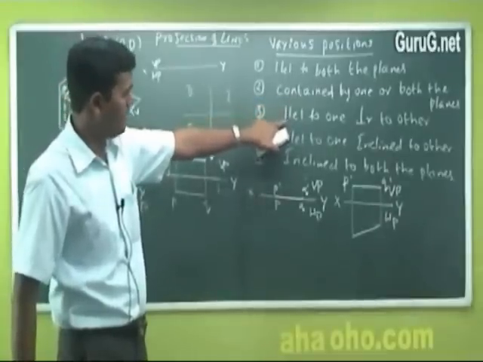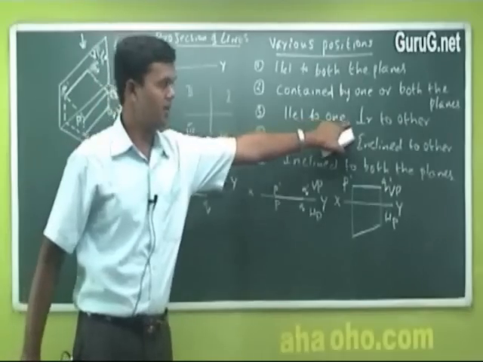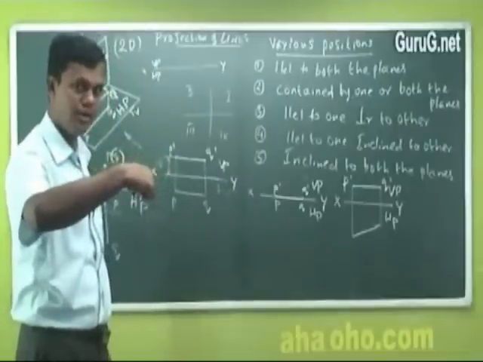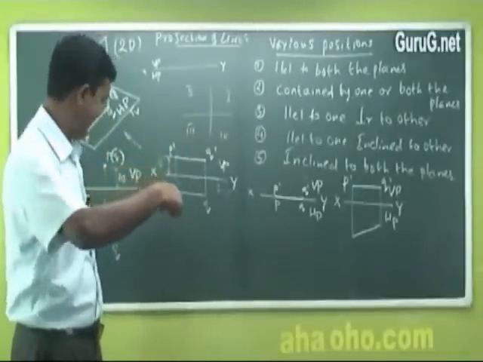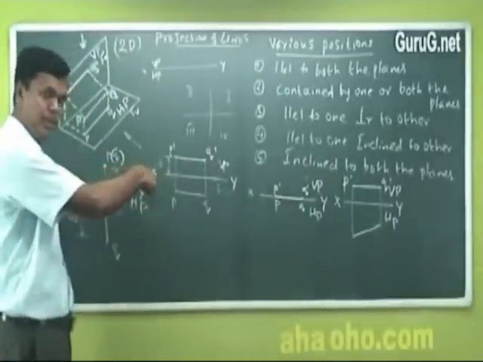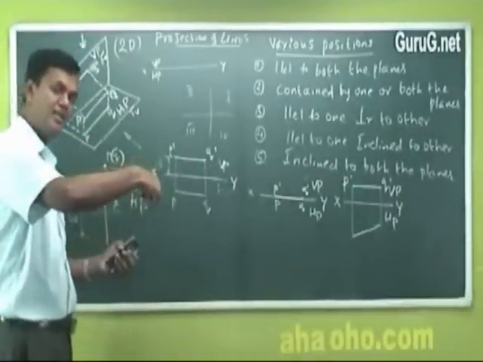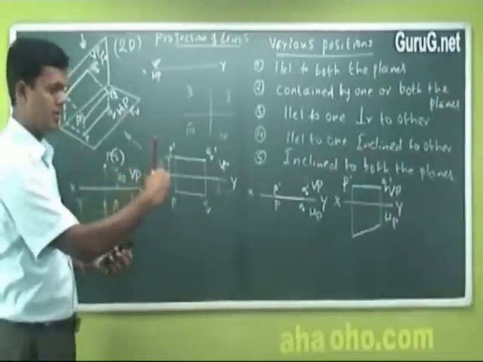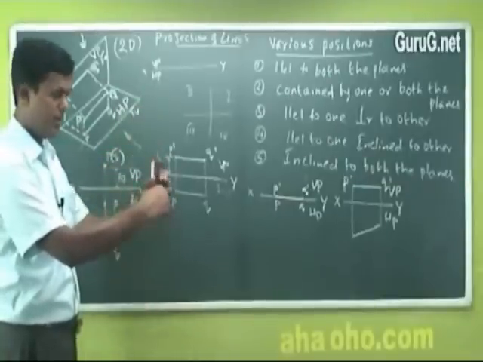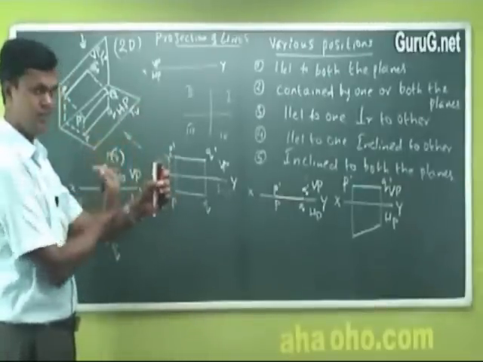Third one, parallel to one plane and perpendicular to other. It's what I told you. So this option is for directly looking, perpendicular to VP and parallel to HP. What will be the other option now? I just put it like this. Now this is perpendicular to HP, parallel to VP, opposite of this.